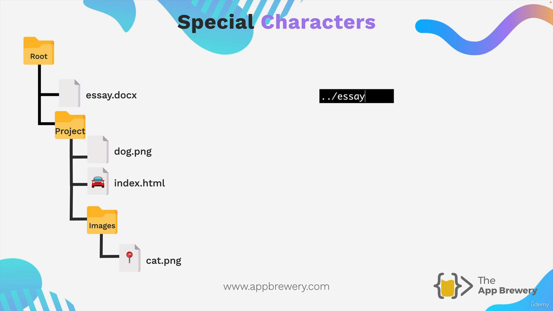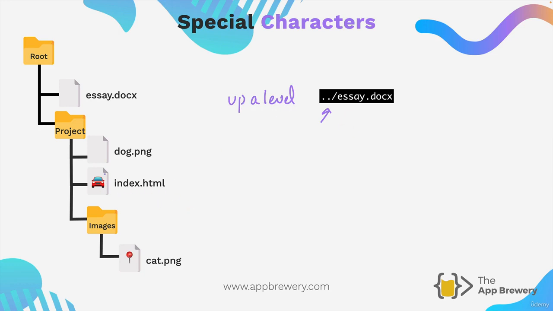One such character is the two double dots. And when we write two double dots at the beginning of our relative file path, what it means is to go up a level. Basically, that's all it means. It just means go up a level and then go into whichever resource or whichever path you want to navigate.